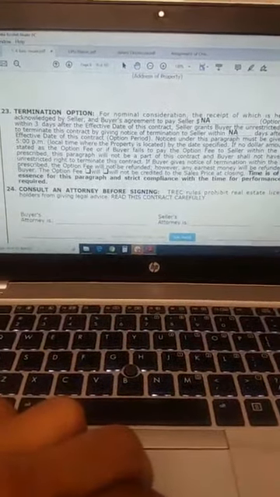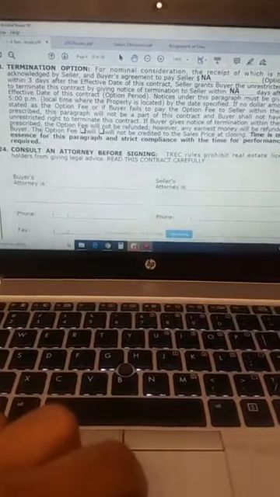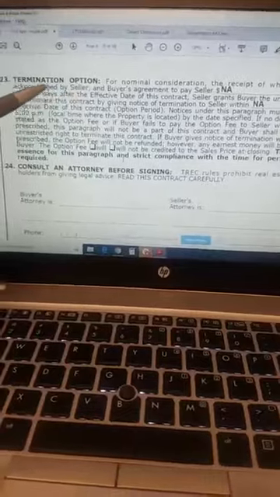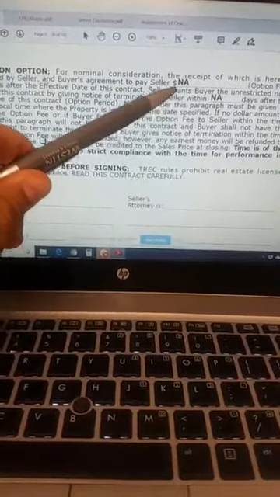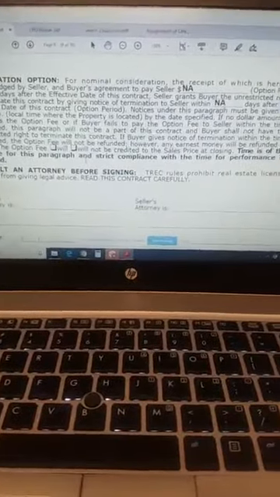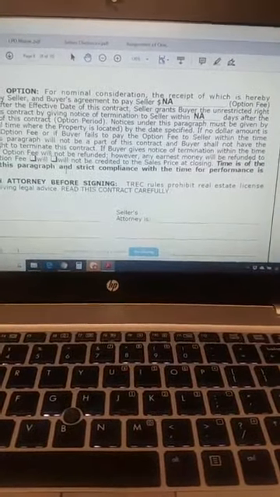Totally legal in the state of Texas. Okay, termination option period. You might have heard of the option period. Again, we don't enter any information on that. That we do leave blank. We like to put NA, not available, just so that everybody understands that it's blank.